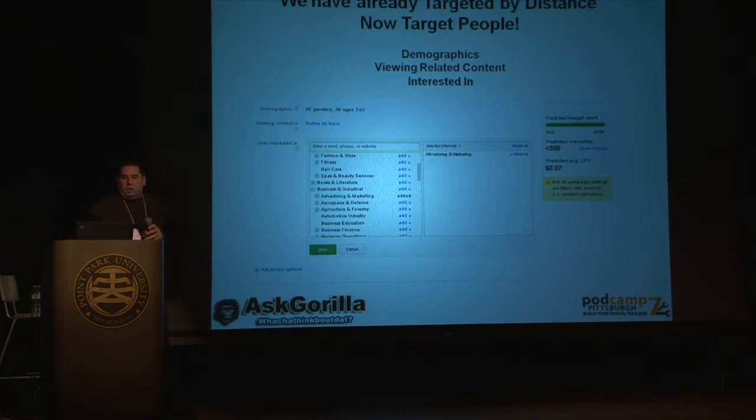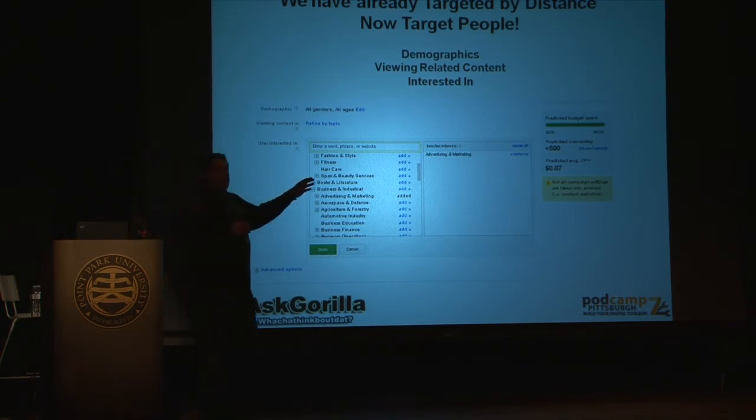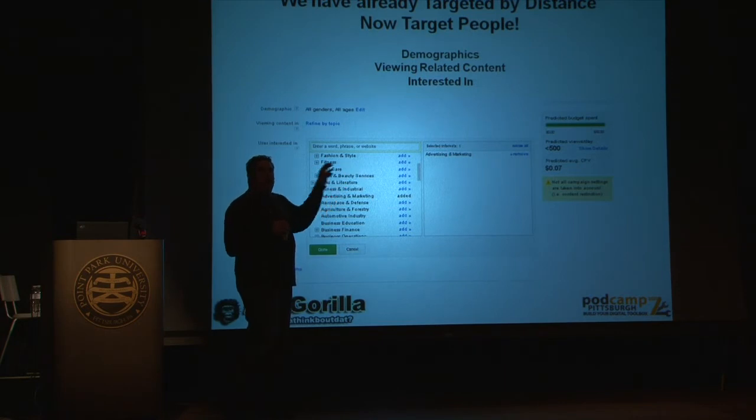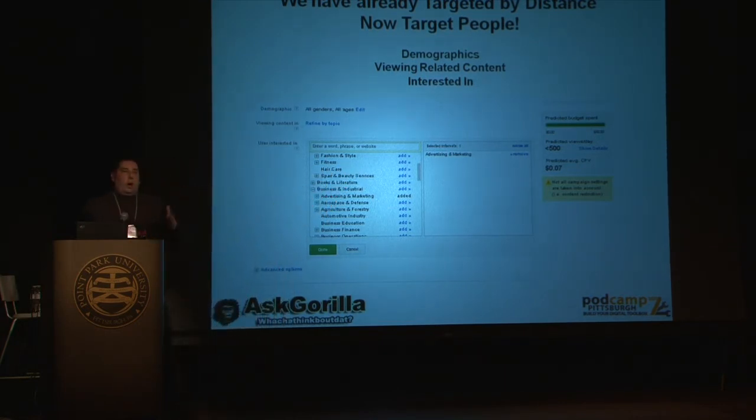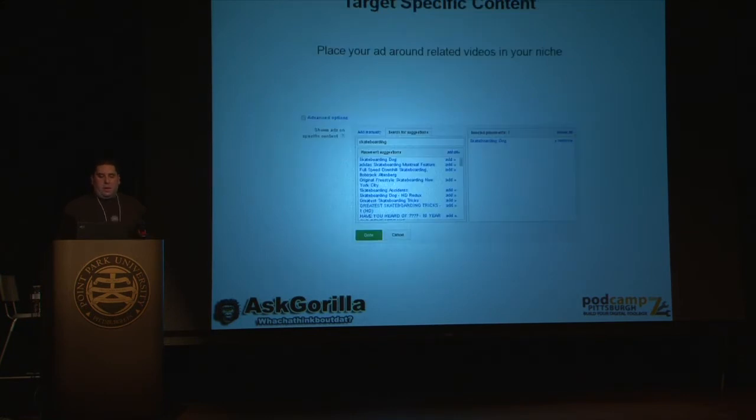You can do the same thing with demographics. So this isn't just people who are looking at content. These are people who have told Google, I'm interested in this type of content. That's a little different. It's people who already have expressed that interest in your products. And then down here at the bottom, this is where I spend most of my time in AdWords for video. It's called advanced options. This is taking specific keywords.